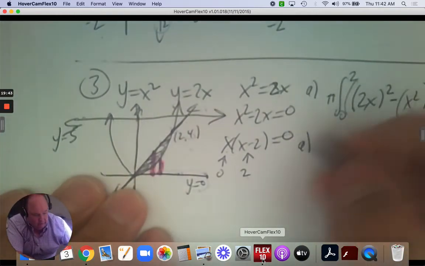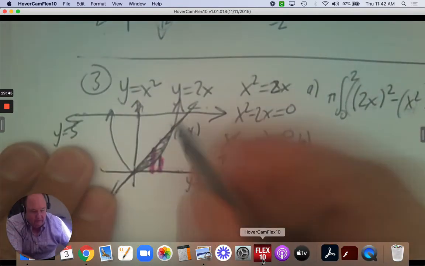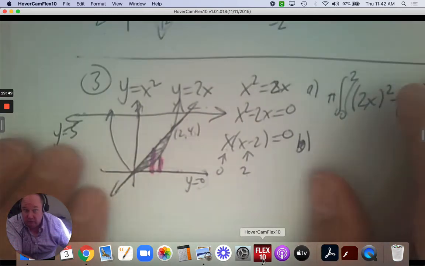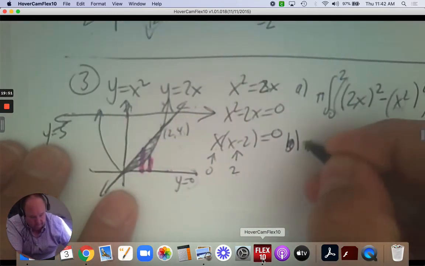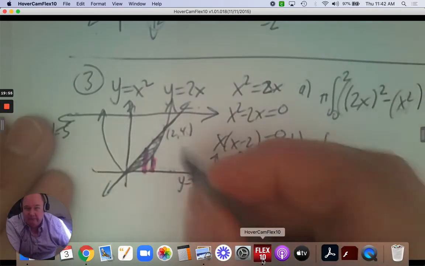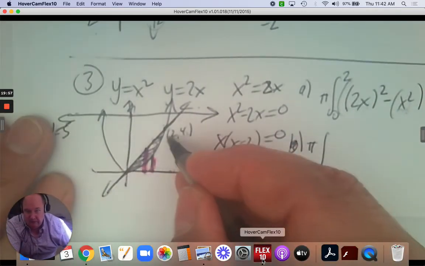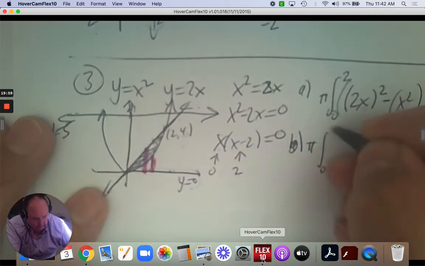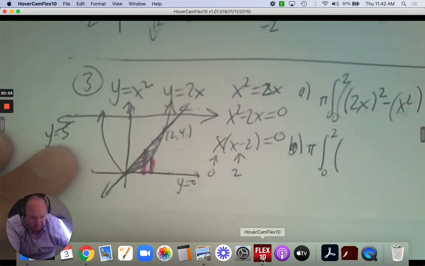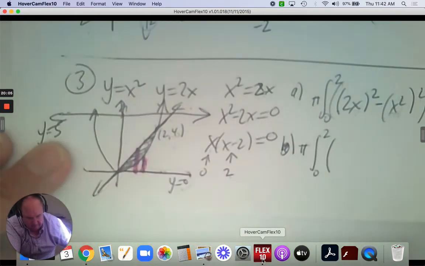Again, because there's a space between the area and the line you're revolving around, it's going to involve 2 circles. The bounds are the same. It goes from 0 to 2. The big radius, you start at the line of revolution and go through the area.